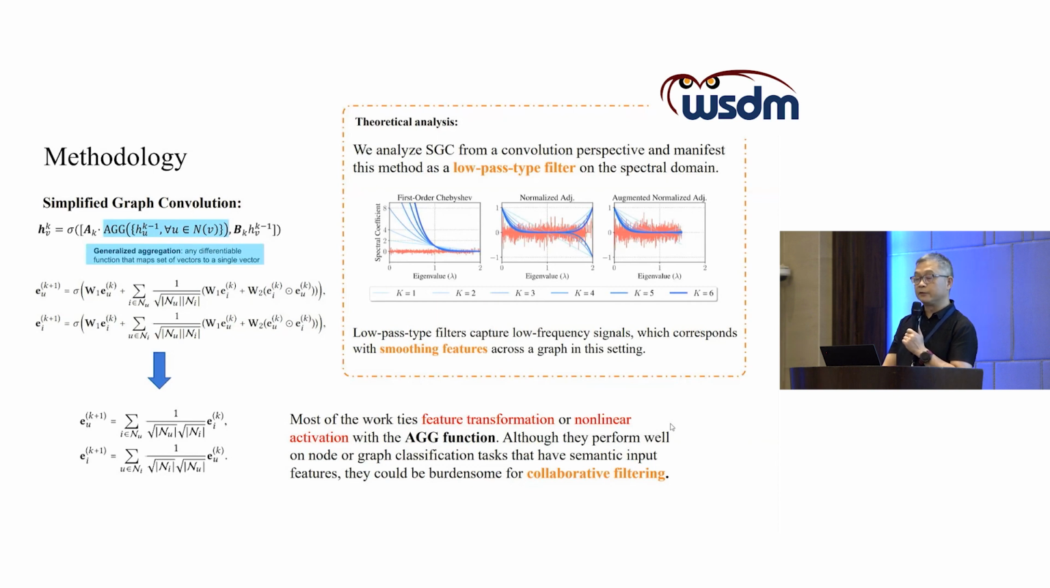In fact, such an approach can work as a low-pass type of filter, which can capture the low-frequency signals, which correspond with smoothing features across a graph in this setting. So basically, through such a low-pass type filter, we argue the approach can partially address the over-smoothing problem often encountered in GCN-based approaches.